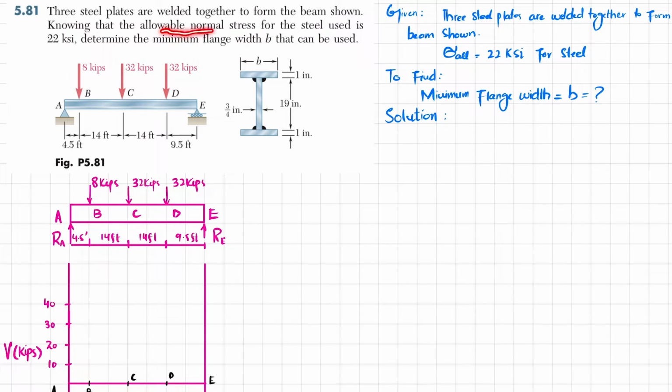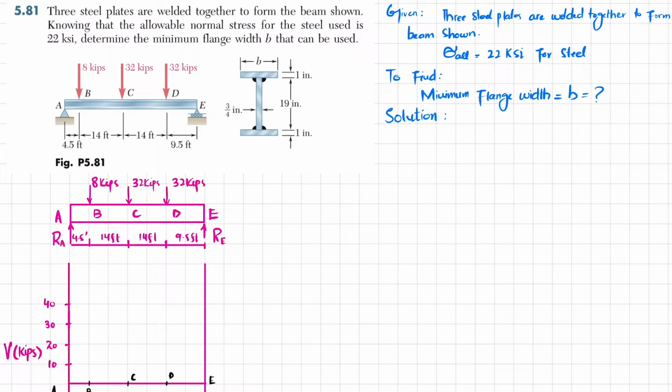Knowing that the allowable normal stress for steel used is 22 ksi, determine the minimum flange width B that can be used. So the allowable normal stress is 22 ksi, and you have to find the minimum width of the flange. You can see this plate is known as the flange while this plate is known as the web. So you have to calculate this minimum width B that can be used.